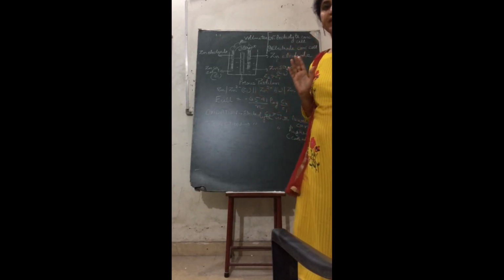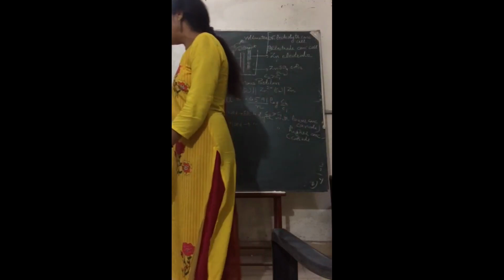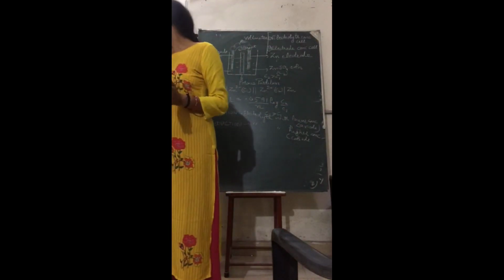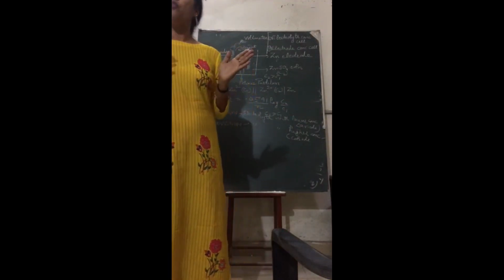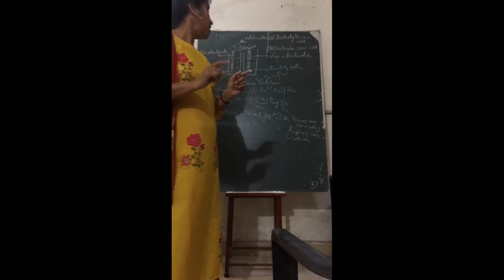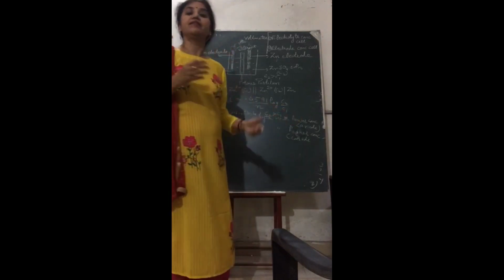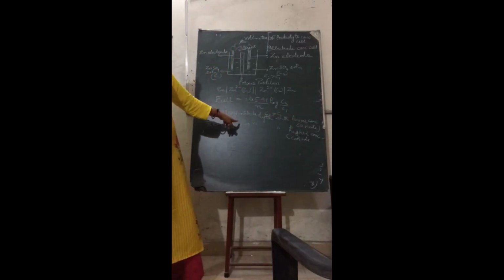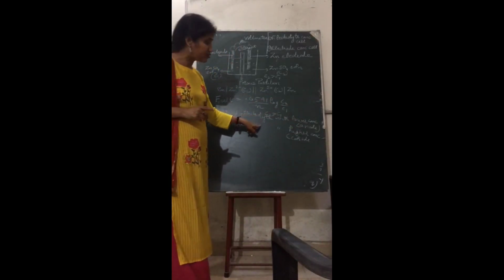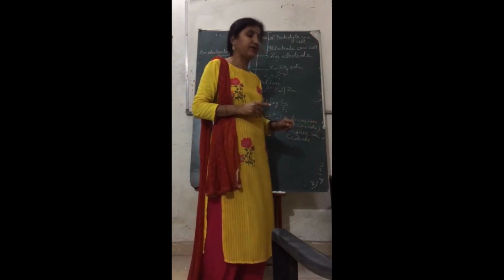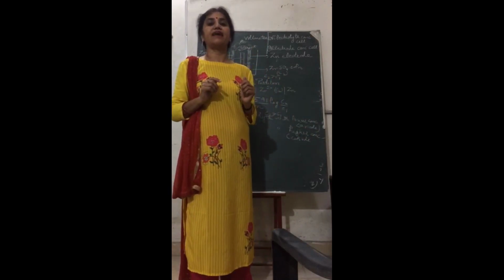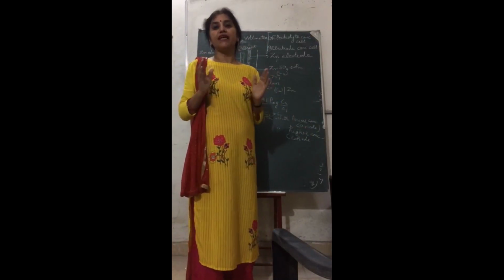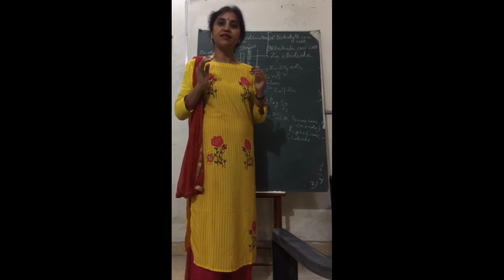Now you have to keep in mind, in such types of cells, oxidation takes place on the electrode with lower concentration, that is, it must be the anode, and the reduction will take place on the electrode with higher concentration, that is, it will act as the cathode. So that is about the concentration cell.